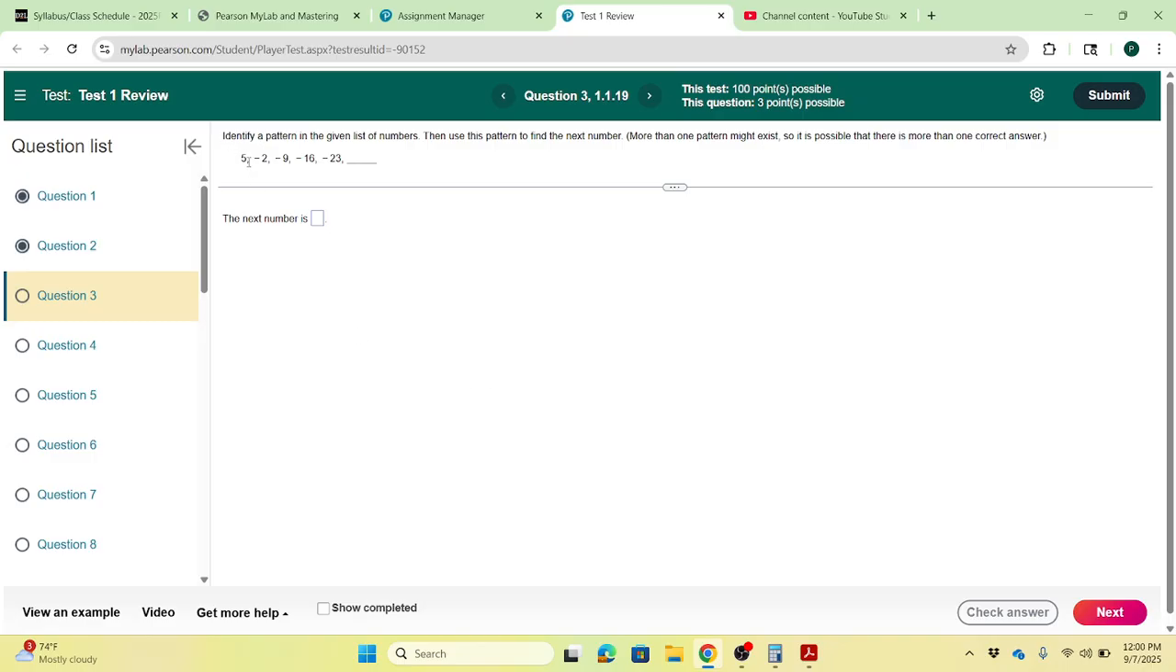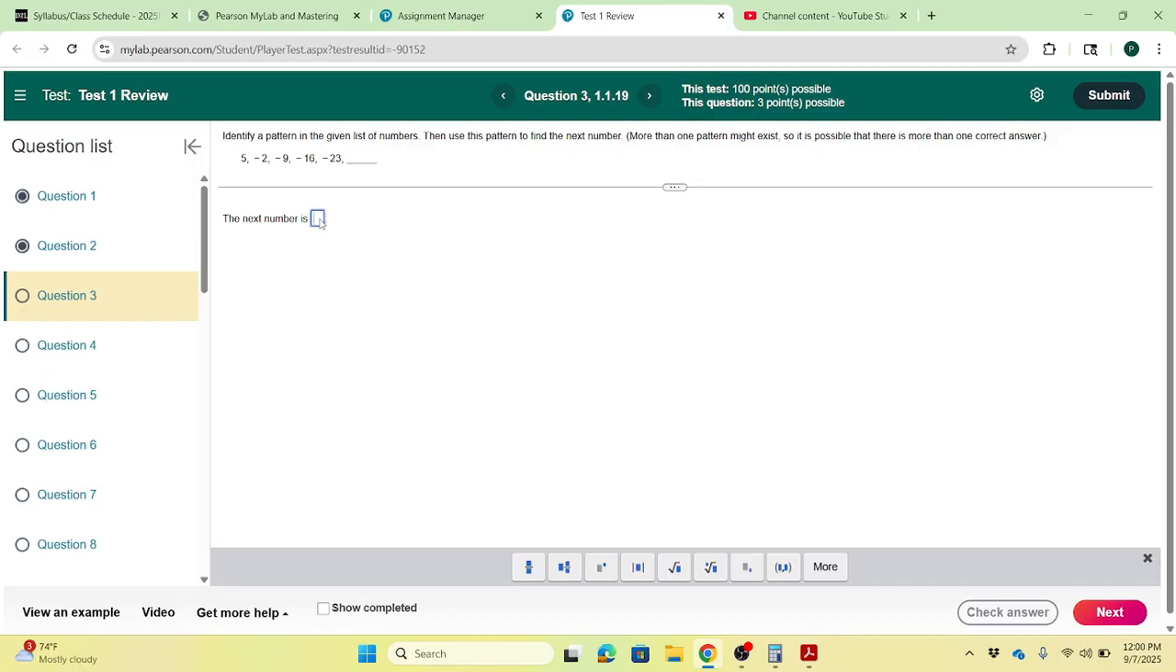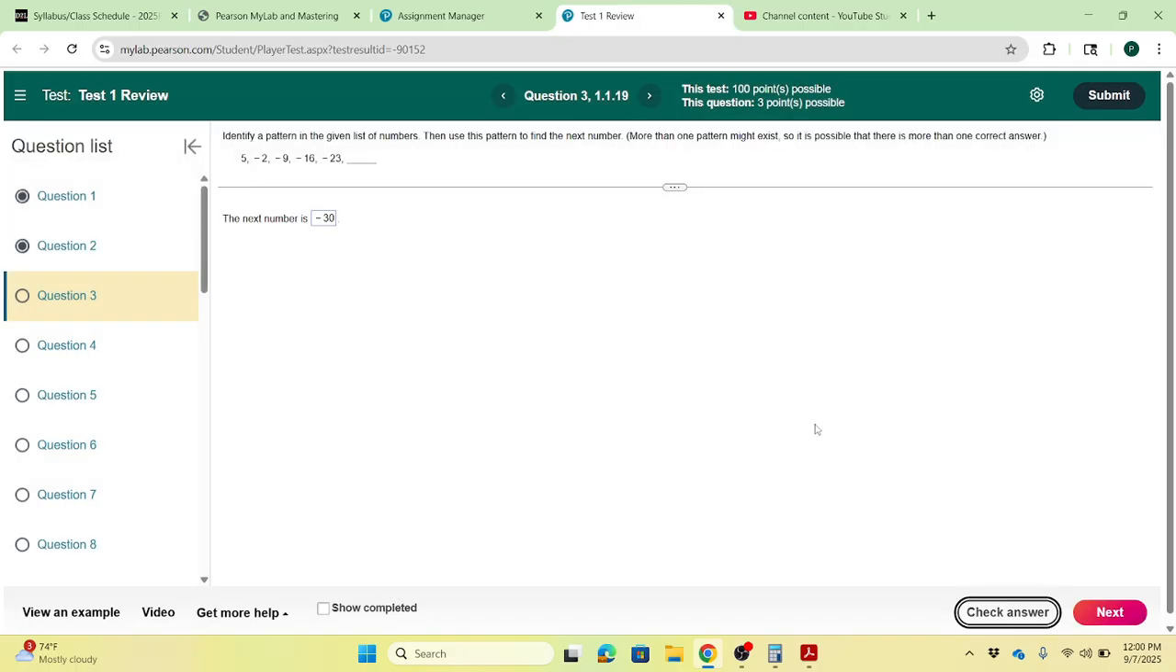Identify a pattern. So 5 goes to -2 goes to -9. So as you can see here, from 5 to -2 you are subtracting 7, and from -2 to -9 you are subtracting 7. So you're just subtracting 7. If you subtract 7 from -23, it would be -30. So that's the pattern I can see.